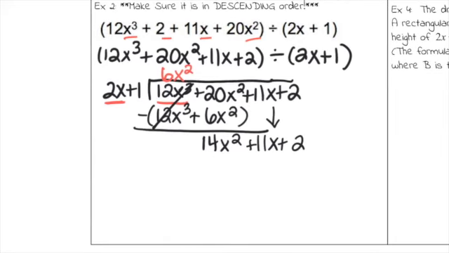All right, then we're going to start the process over. What do I need to multiply 2x by to give me 14x squared? Okay, so 2 times 7 is going to give me 14, and x times x is going to give me x squared. And then we're going to multiply this back out. We're going to take that 7x and multiply it by 2x, and then 7x times 1. So that's going to give me 14x squared, and then plus 7x.